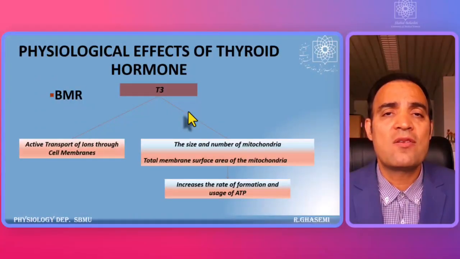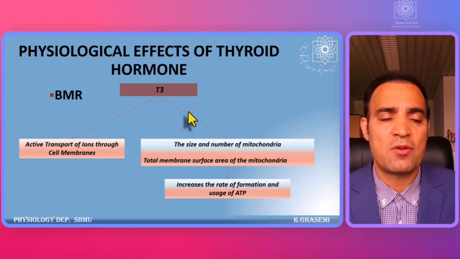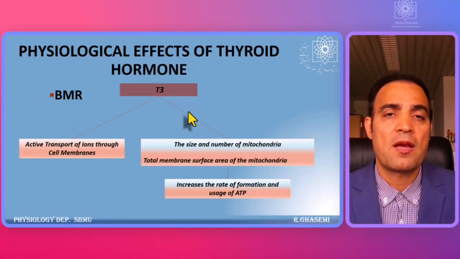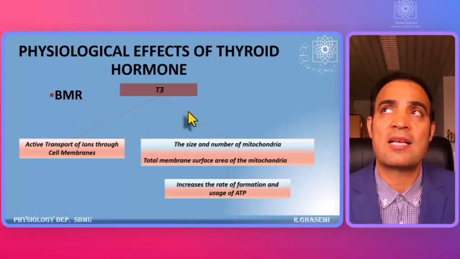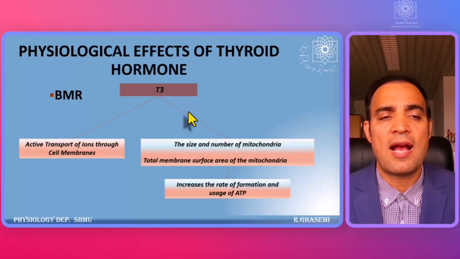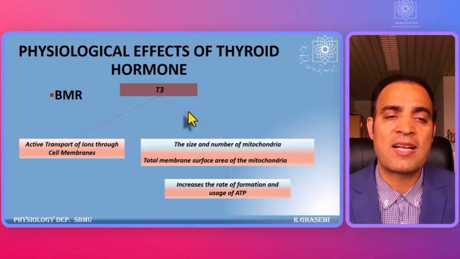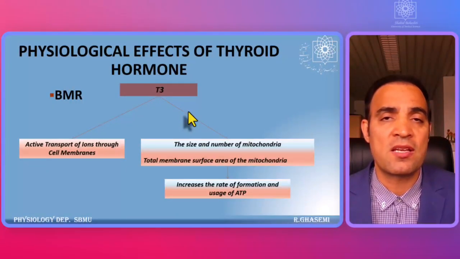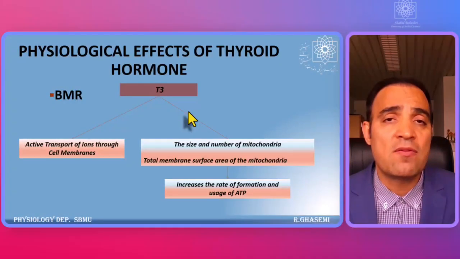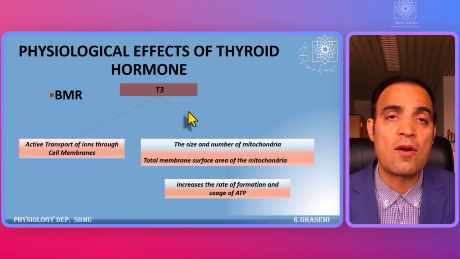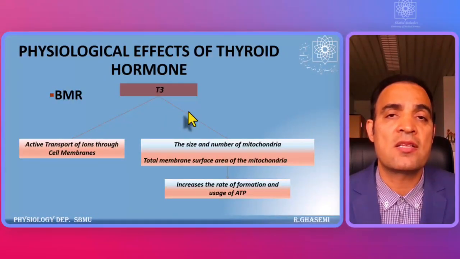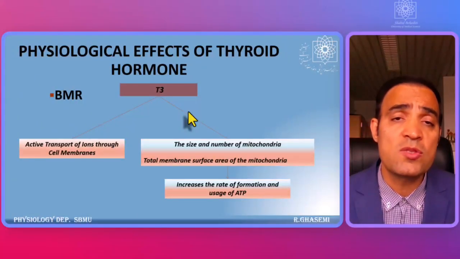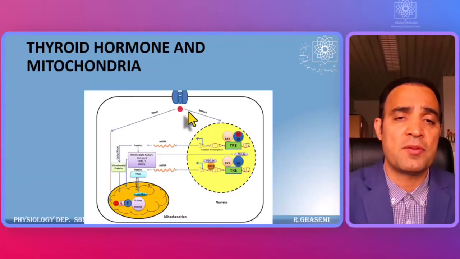Thyroid hormone is best known for its effect on metabolism and basal metabolic rate. It is well known that T3, as the active form of the hormone, activates the transport of ion through the channel, and the size of mitochondria, the total membrane surface area of mitochondria, and the activity of mitochondria will be increased by the thyroid hormone. All these effects will increase the rate of ATP production and also the usage of the ATP.